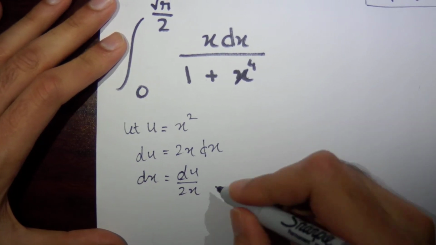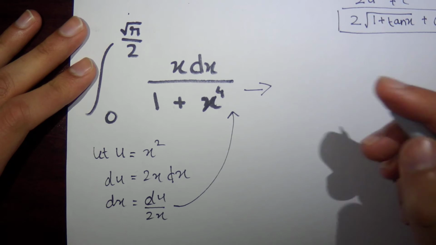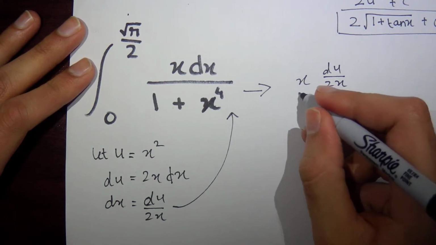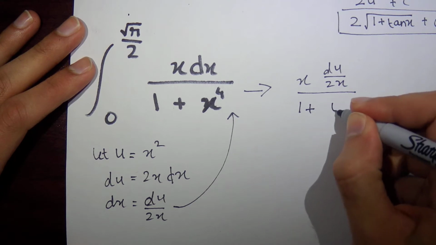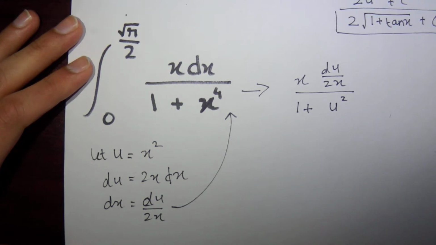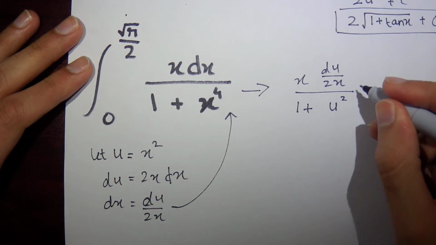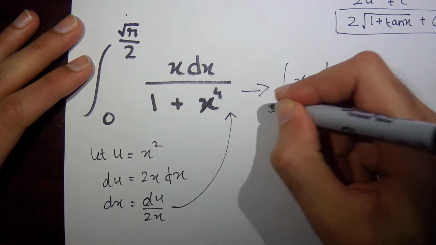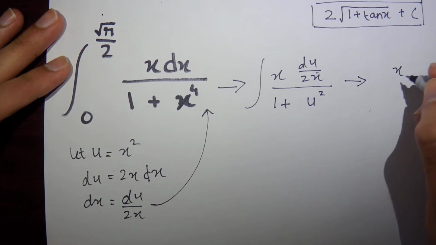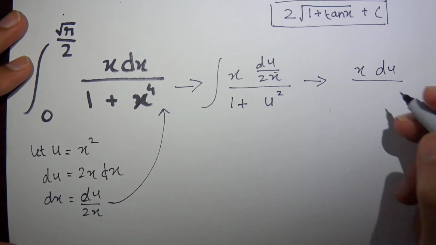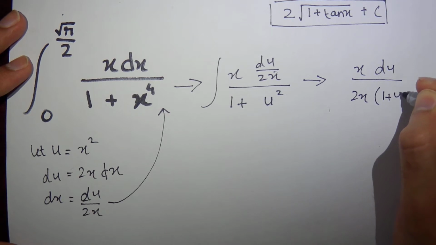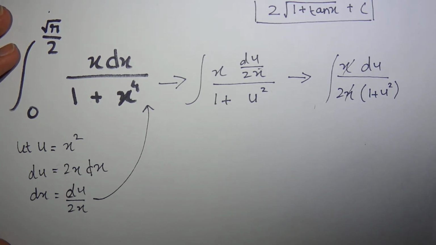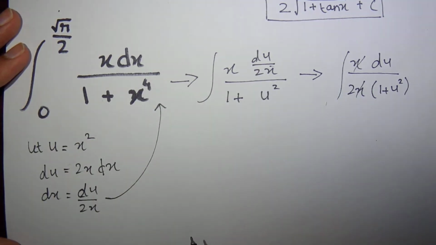I'm going to plug all that into my equation now. Saving space, I'll go right here. I have x multiplied by du over 2x, all of that divided by 1 plus u squared. Now this right here, I see if I move the 2x into the denominator, I could cancel out the x's and I'll be left with only one variable in the integral. So this would then become, let me just show you the step right here, x du divided by 2x multiplied by 1 plus u squared. The x's cancel, and I'm left with a friendly looking integral now. Of course the bounds are still there, I haven't written them because I'm trying to find the antiderivative first.